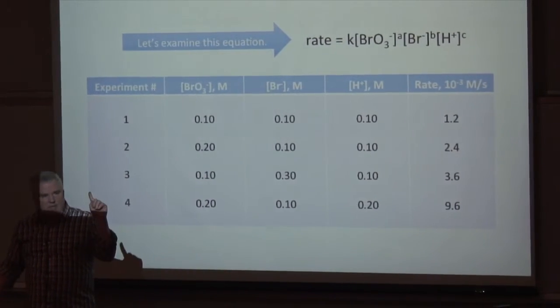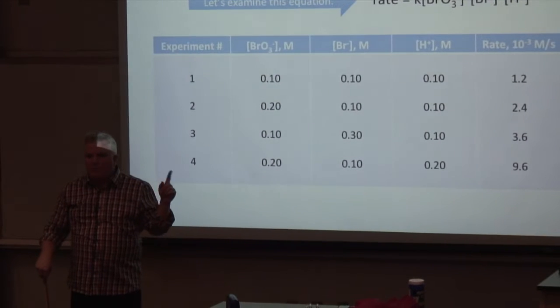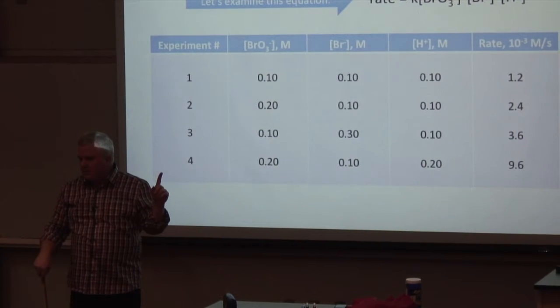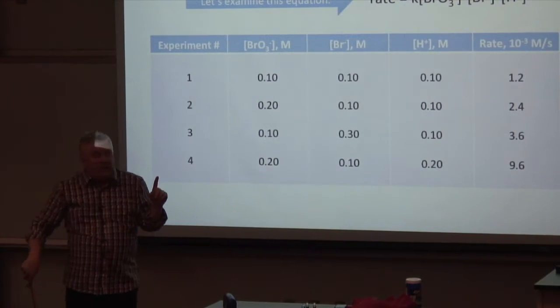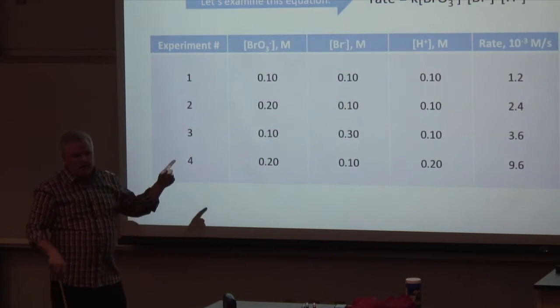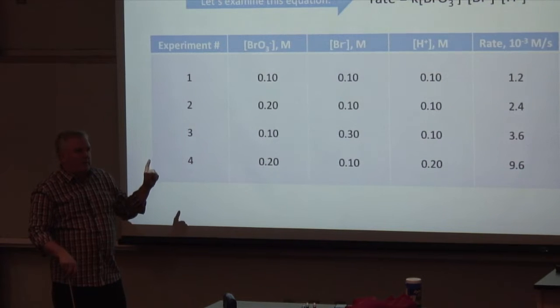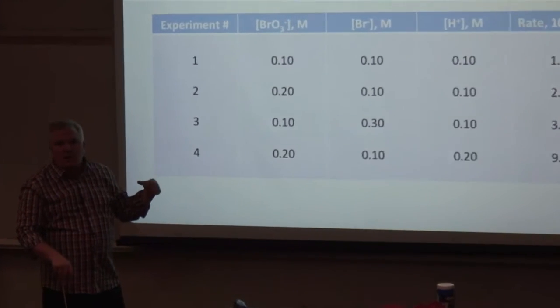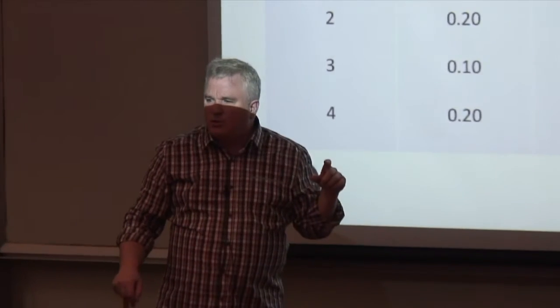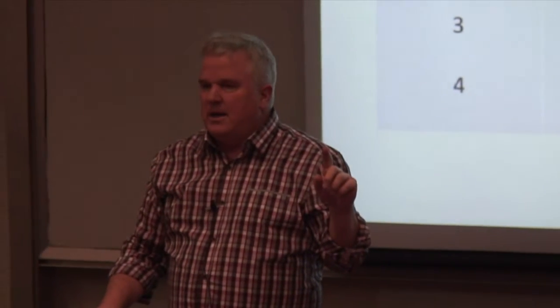What if the exponent were 1? What would happen to the rate when we double the concentration? So if we double the concentration and the exponent is 1, our rate should double. If the exponent were 2 and we double our concentration, what would happen to the rate? It would go up by a factor of 4, okay? Because the exponent were 2. What if we tripled the concentration? How much would the rate go up by?